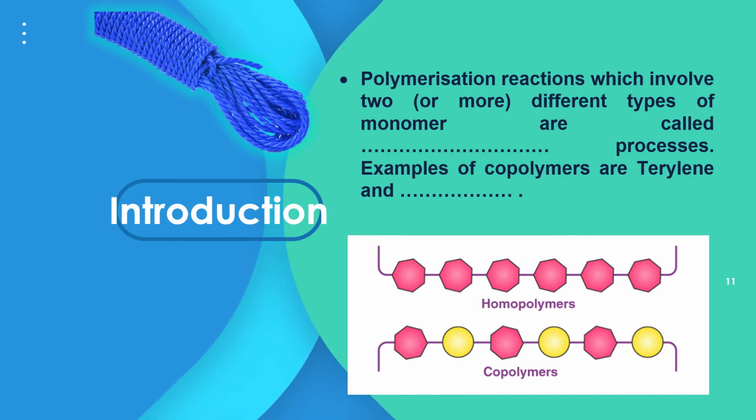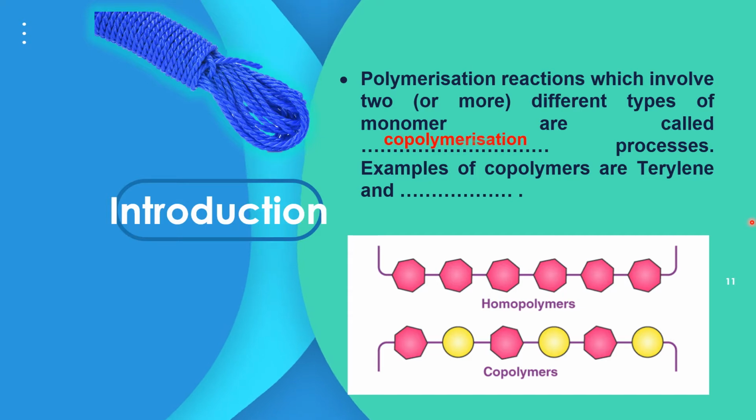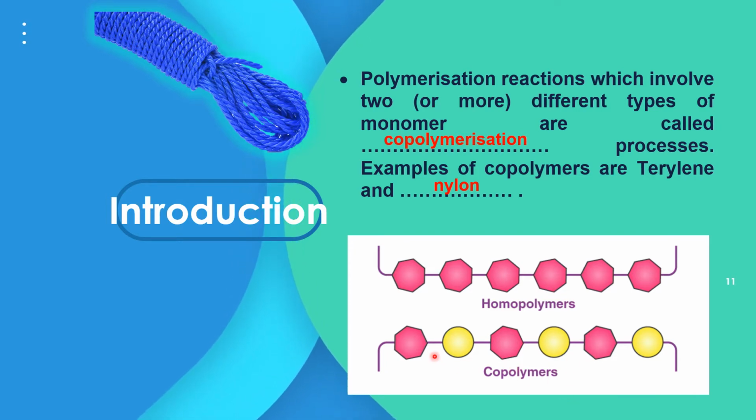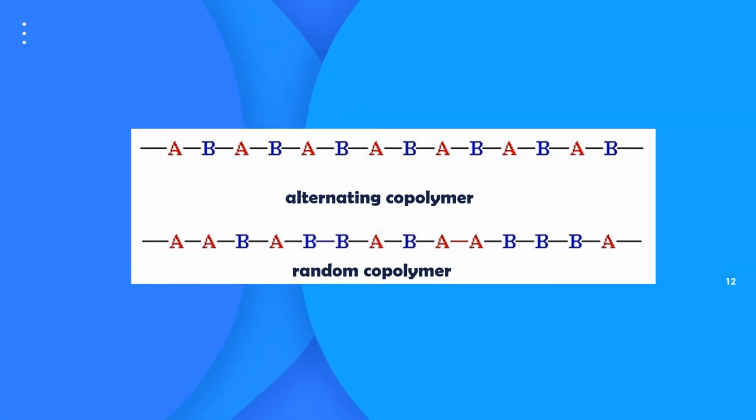Polymerization reactions which involve two or more different types of monomers are called copolymerization processes. Examples of copolymers are terylene and nylon. Homopolymers have one type of monomer, copolymers have two types of monomers. We have two types of copolymers. If the monomers are arranged in sequence, we call it an alternating copolymer. If the monomers are joined randomly, we call it a random copolymer.